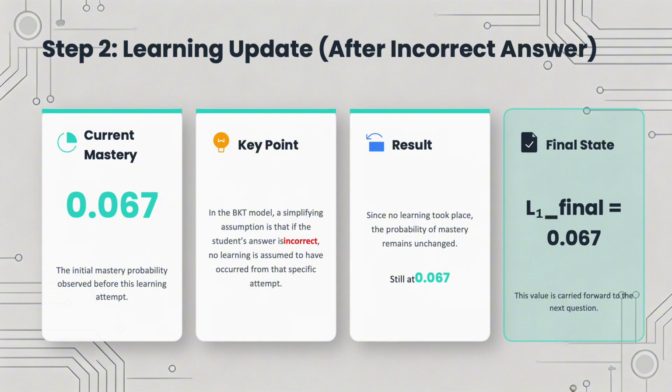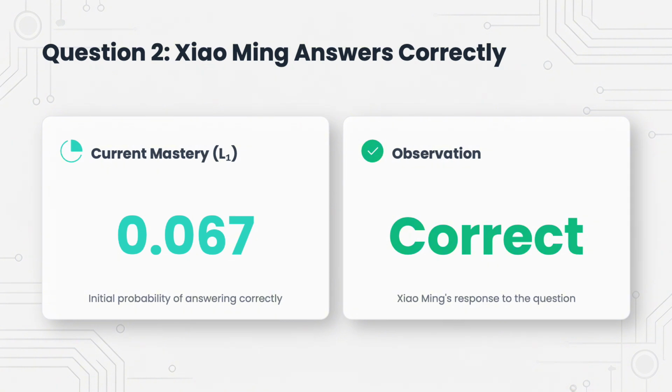This time, he attempts the problem and gets it right. Let's apply the update cycle again. For a correct answer, we use a different formula. The numerator is the probability of knowing the answer and not slipping up. The denominator adds the probability of not knowing but guessing correctly.